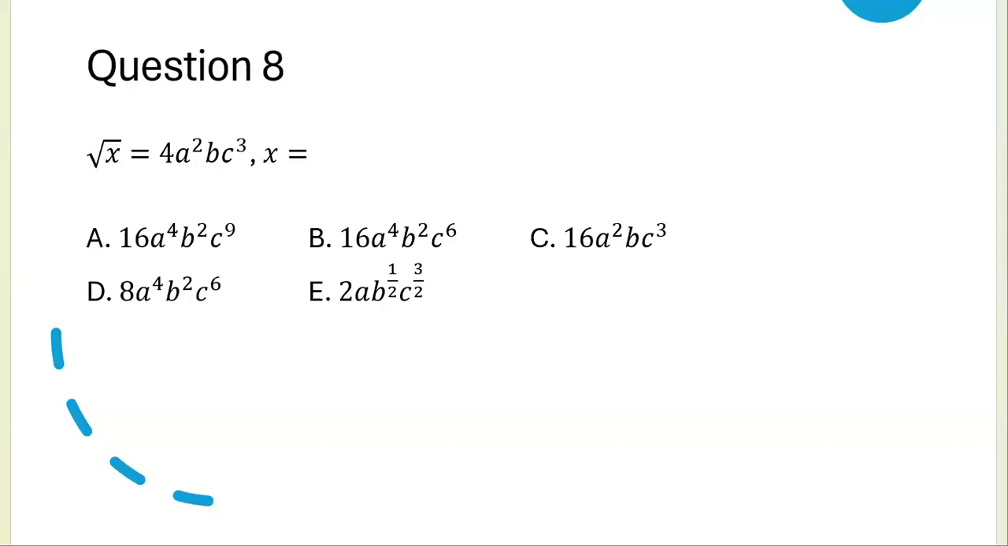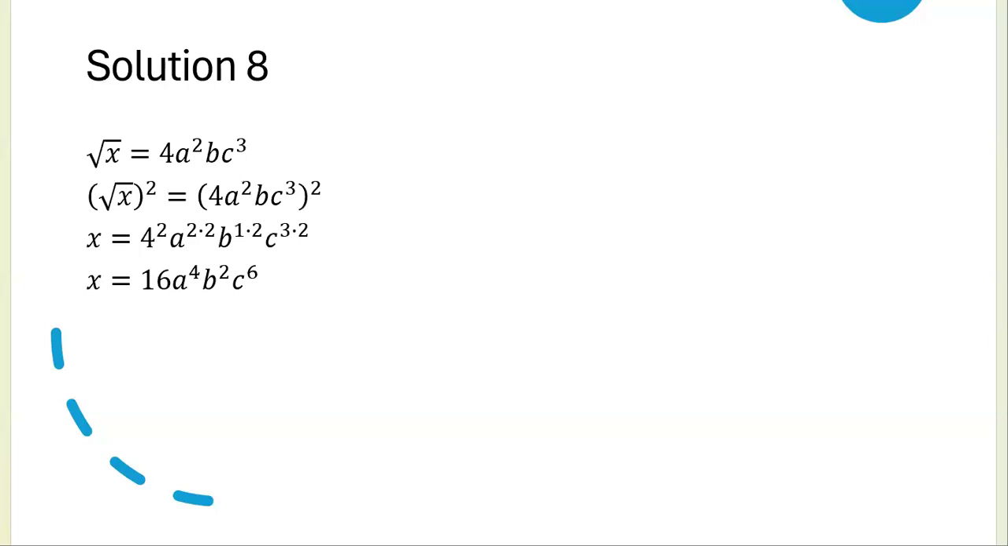Okay, question 8. Square root of x is 4a squared bc cubed. What is x equal to? We just square both sides of the equation. So the left-hand side, you're left with x. Right-hand side, we use the property where you distribute this power to each and every single term. So then you would get 16a fourth, b squared, c to the 6.